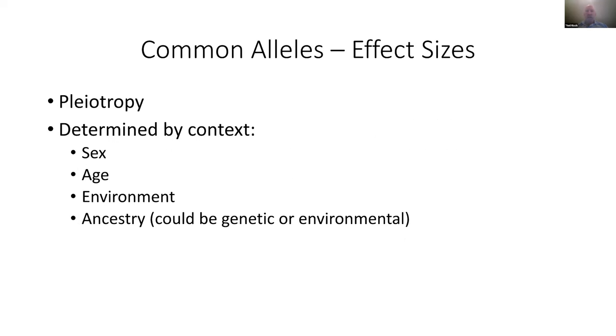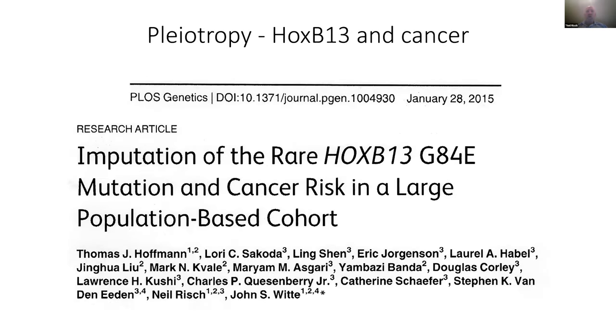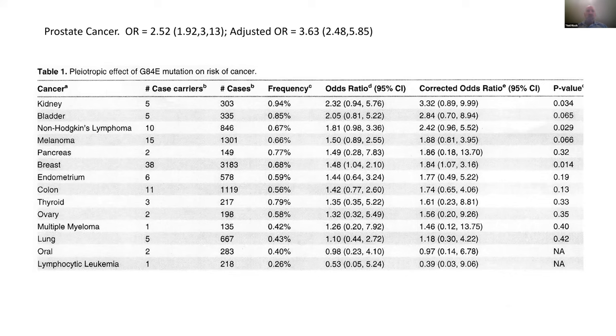In terms of effect sizes for common alleles, we have the same sort of phenomena, pleiotropy and context dependency. This is just one example of pleiotropy. This is work with John Witte when he was at UCSF, the HOXB13 G84 allele. This was actually work that Tom Hoffman did. Basically, this variant has a frequency of maybe about 0.5% in Europeans. The odds ratio for prostate cancer is about 3.6, but you can see there's a bunch of other cancers for which this looks to be a predisposing factor if you look at the column of odds ratios.